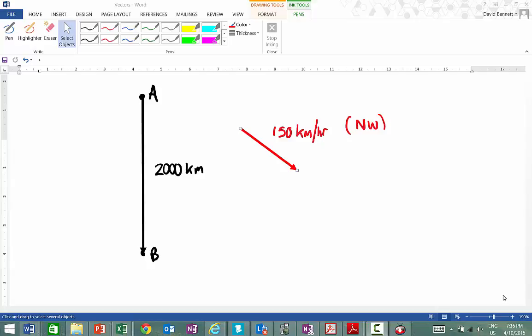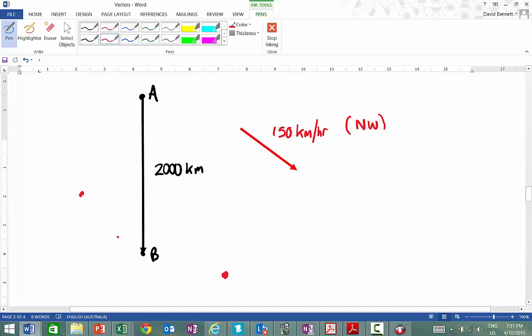150 kilometres per hour. Now if the plane flies directly to town B, what's going to happen is the actual plane will end up over here somewhere, and that's not really going to be useful. So what pilots need to do is allow for the different wind conditions and set a bearing so that they can aim for a point maybe over here somewhere, and then they'll end up at B.